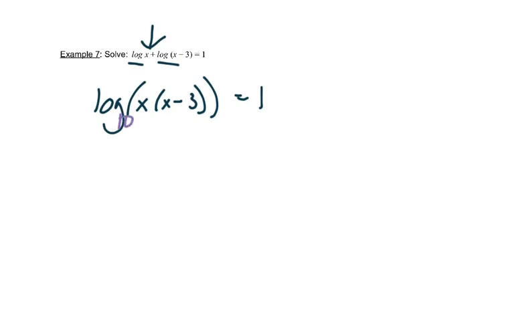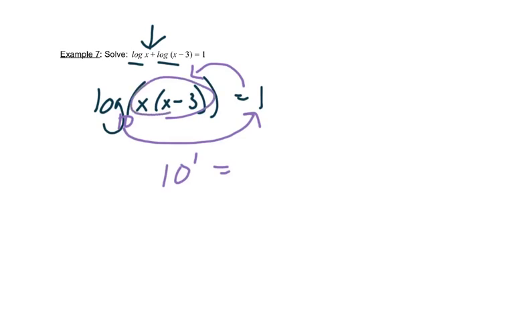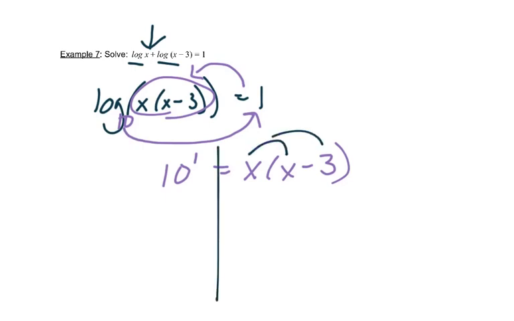And then we have to remember that this is a base of 10. So we can rewrite this in exponential form. So we'd have 10 to the first power equals this inside piece, x times x minus 3. So now we have a problem that doesn't have a log in it any longer. We need to distribute this to get rid of the parentheses.